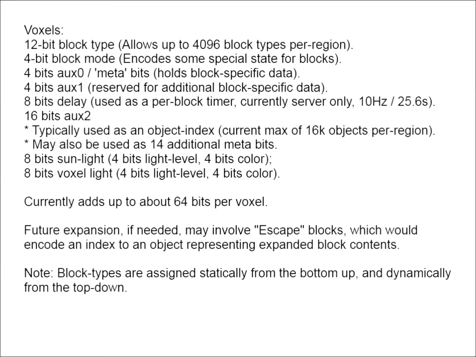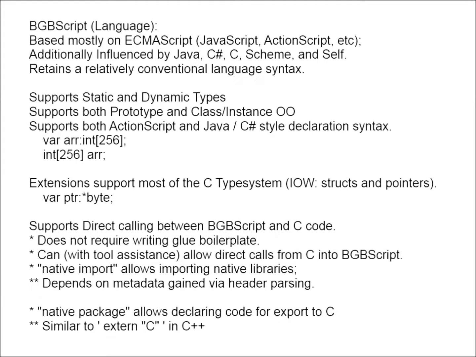Voxels. They have a 12-bit type, 4-bit block mode, around 24 bits of auxiliary data, an 8-bit delay, and 16 bits for light data. This currently adds up to about 64 bits per voxel. Future expansion, if needed, may involve escape blocks, which would encode an index to an object representing expanded block contents. Note that block type numbers are assigned statically from the bottom up and dynamically from the top down.